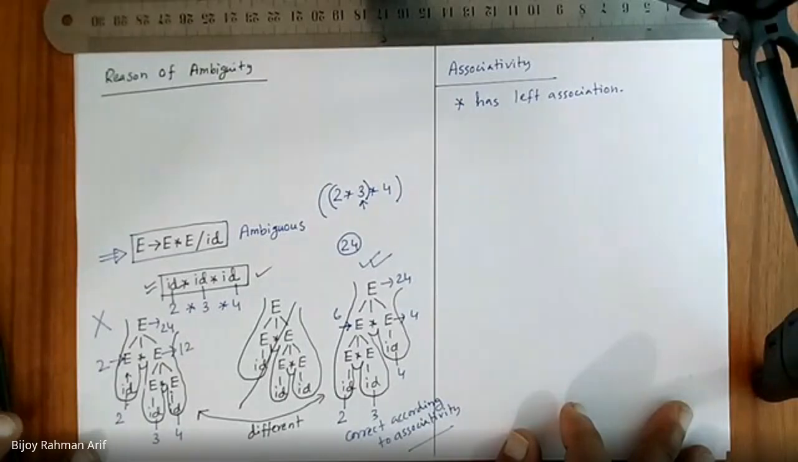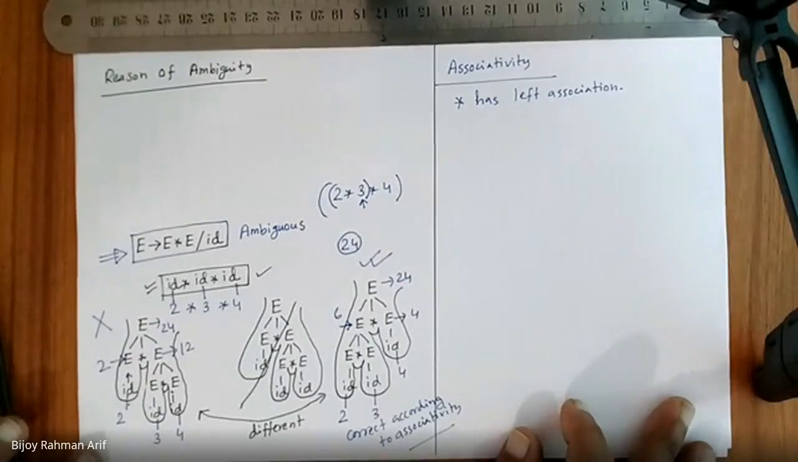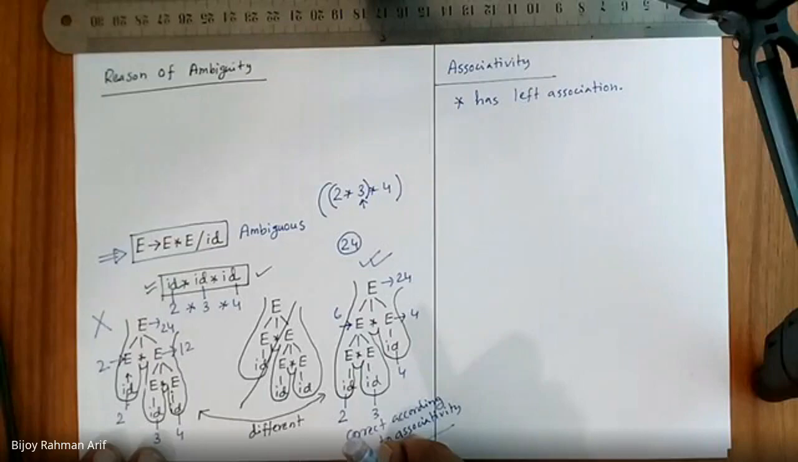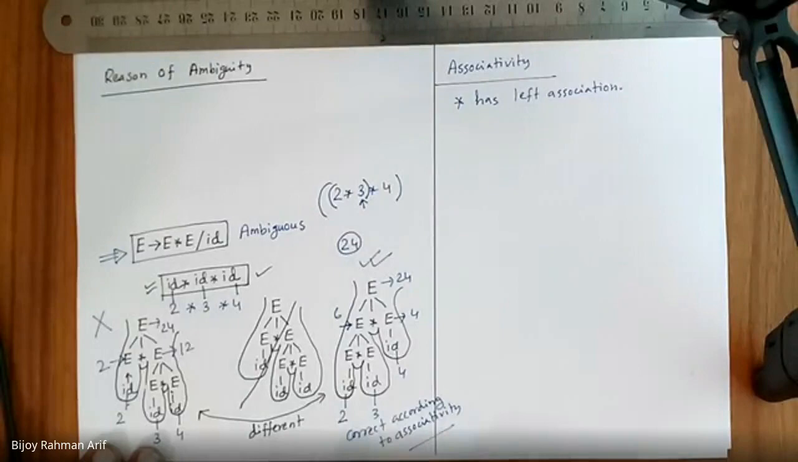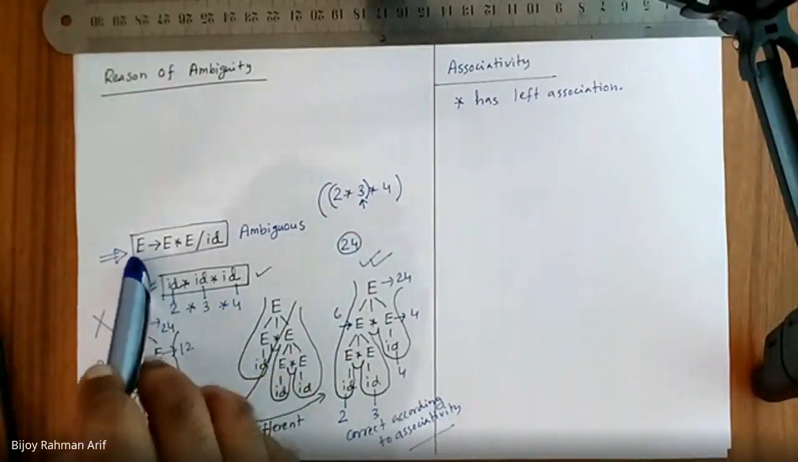You people know what recursion is. What is recursion? Function inside a function, repetitively calling the same function again and again. That is called recursion, basically calling yourself repeatedly. So in this case, E derives E star E.